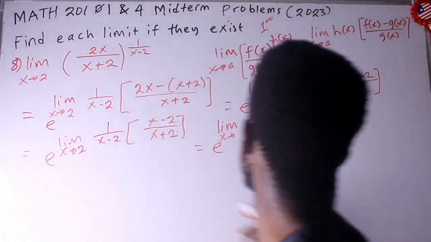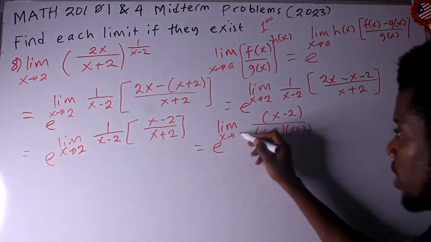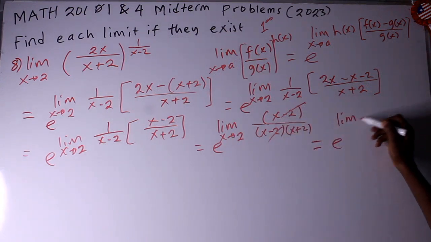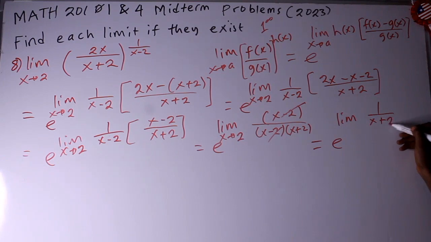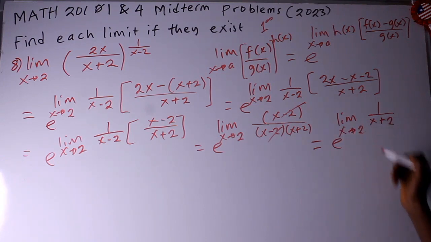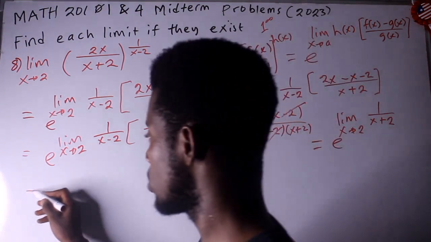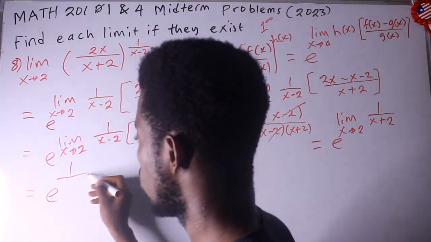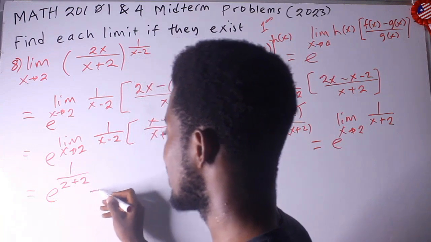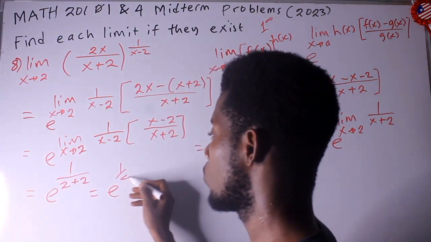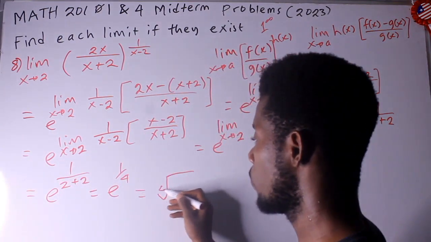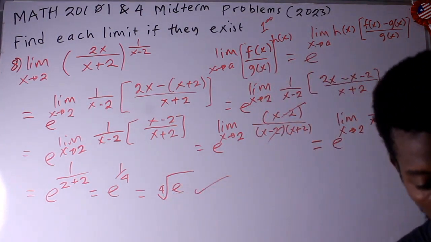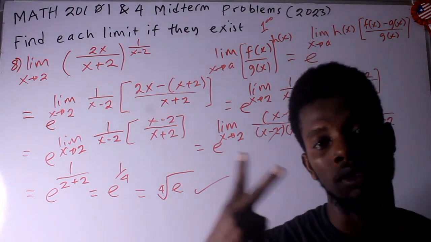Now once I do that, I'll realize this will cancel out, so I'll have e raised to the power of the limit of 1 over x plus 2 as x approaches 2. I can now do direct substitution, so I'll have e raised to the power of 1 over 2 plus 2, that's e raised to the power of 1 over 4, and that is the 4th root of e. The 4th root of e. Thank you very much for watching, and see you in our next video.